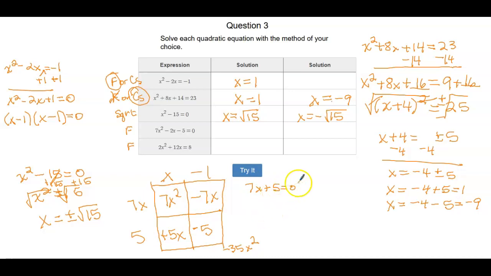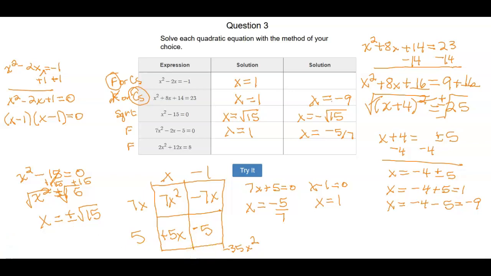Remember, the zeros come from the factors. And then we would also have x minus 1 is equal to 0. So x is going to be equal to 1, and x is going to be equal to negative 5 over 7, because you're going to subtract 5, which is where you get the negative 5, and then you're going to divide by 7, which is where you get this. So x is equal to 1, and x is equal to negative 5/7.